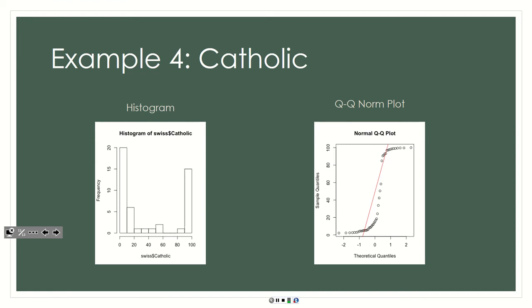And then lastly, for the Catholic, this one was kind of, I don't even know what to call this. Bimodal. Okay, bimodal. And so I wanted to see what the QQ norm plot would look like. You can see that it has like an S shape.